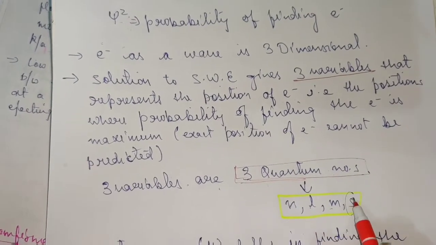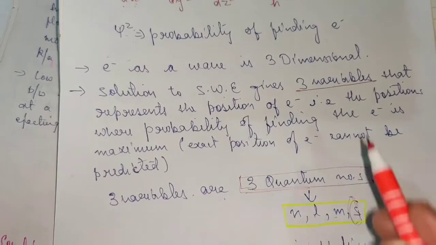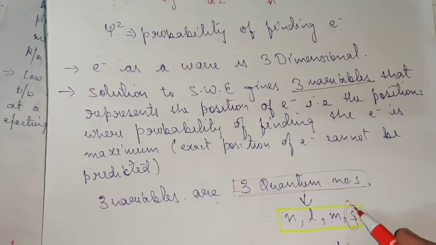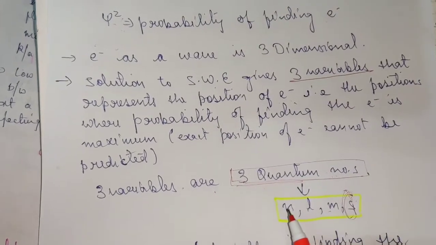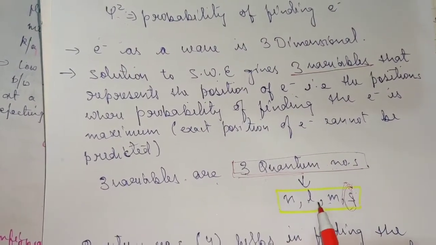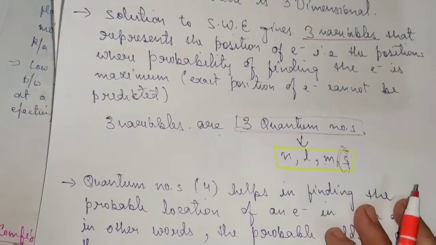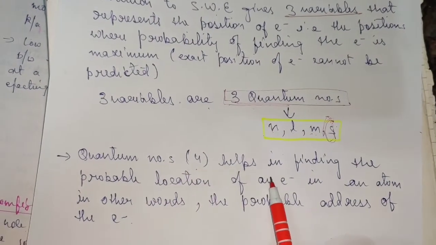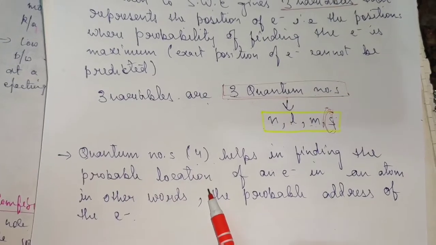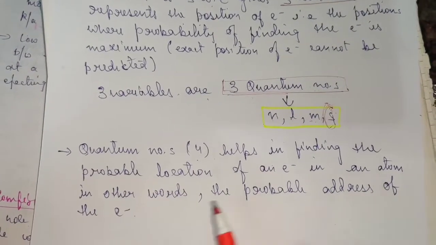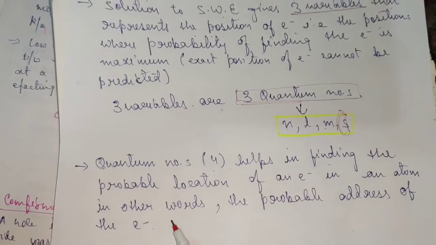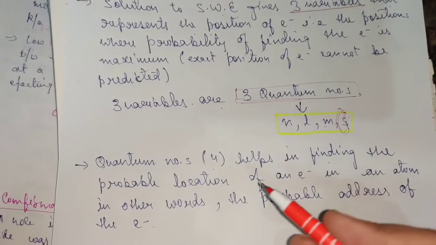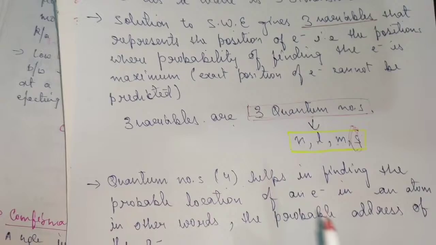S is also a quantum number, but this is not derived from this Schrödinger wave equation. That has an altogether different meaning that I'll explain later. And what is the meaning of N, L and M we will study right now. So children, quantum numbers are 4 in number, which help in finding the probable location of an electron in an atom. In other words, the probable address of the electron can be found with the help of these 4 quantum numbers.